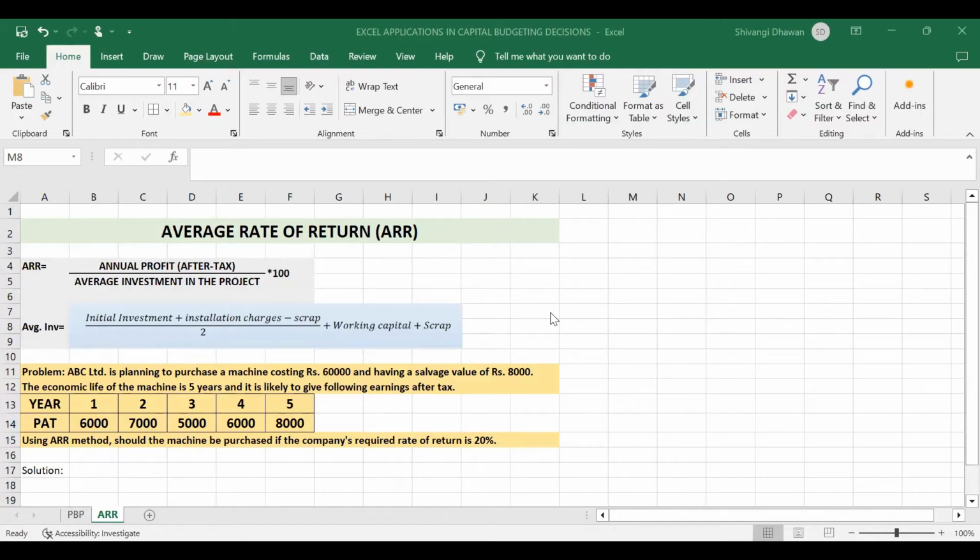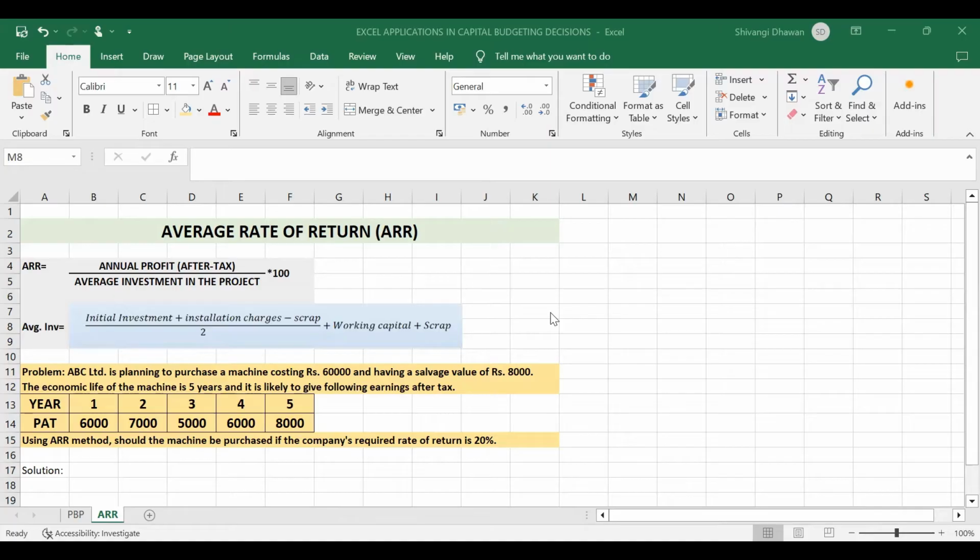It is important to understand the decision-making criteria. If your average rate of return is greater than your required rate of return or the pre-specified desirable rate of return, you can accept the proposal. Whereas, if your average rate of return or ARR is less than the pre-specified desirable rate of return, then you have to reject the proposal.